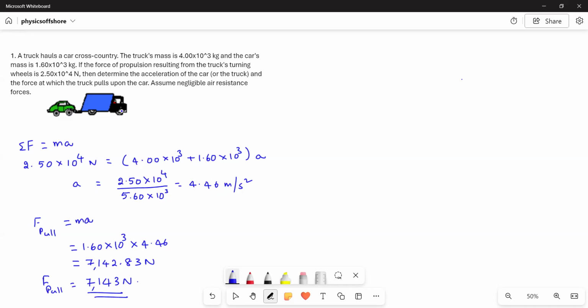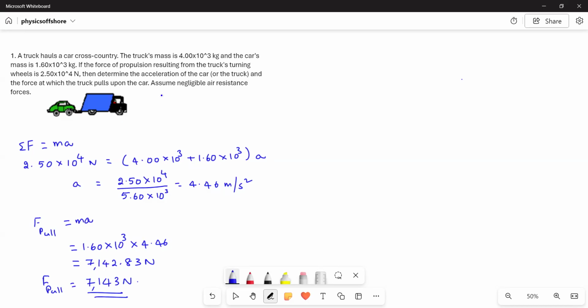This is a simple problem. F net is equal to MA. We know that F net is given to us as the force of propulsion, 2.5 times 10 to the power of 4 newtons. That is equal to what is the total mass? Because the truck is pulling the car, both the masses are moving with the same acceleration. So we have to take the total mass of the system times acceleration. From this, we can find out the acceleration. So acceleration is equal to 4.46 meters per second square.